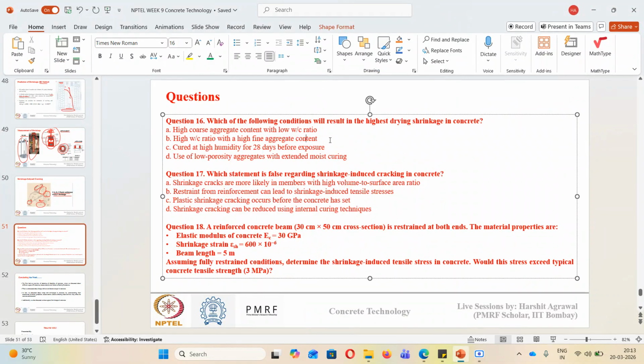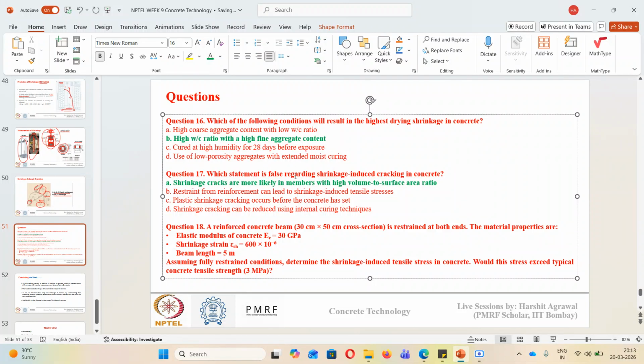For question 16, the answer will be B. Why? Because a higher W by C ratio will result in the highest drying shrinkage. At higher W by C ratio, there is more water present inside concrete, so there is more shrinkage. While higher fine aggregate proportion also increases the amount of cement paste in concrete, so again shrinkage increases. And for question number 17, the answer is A.